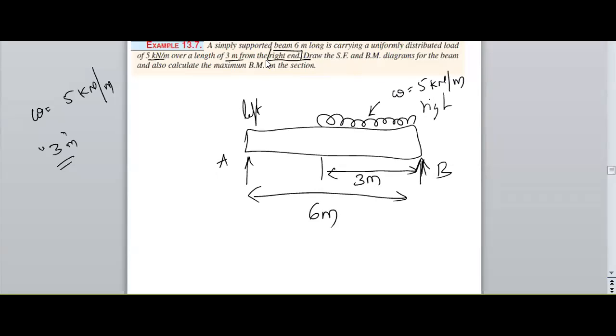So always they may give it in an explanation point of view also. The question may not give any figure. You need to read the problem and draw the figure, and follow whatever he needs to find. He needs the shear force and bending moment diagrams for the beam and also the maximum bending moment in this section.